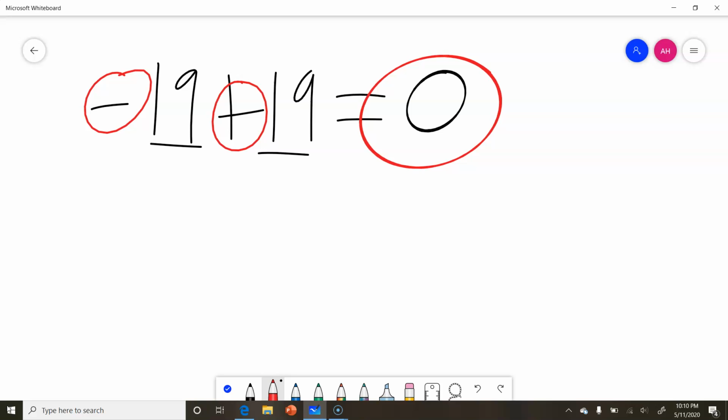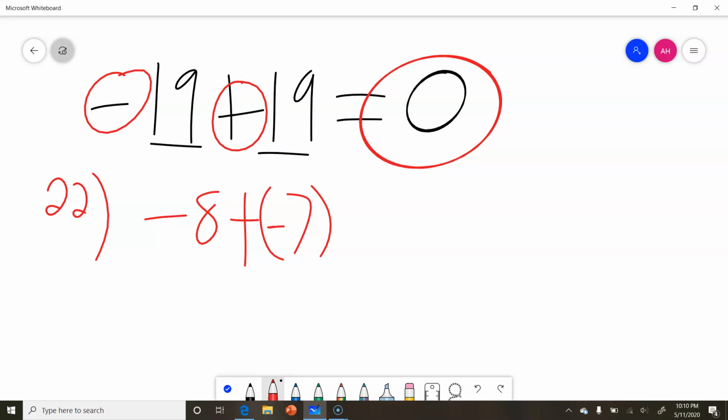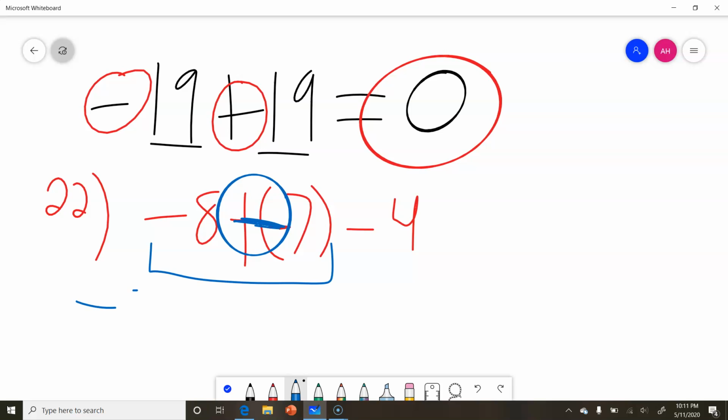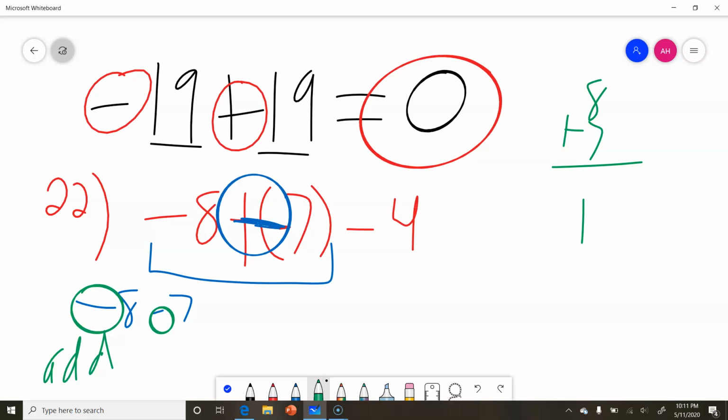Then, this is our last one here, 22. Negative 8 plus, sorry, plus a minus 7. Big difference. Plus a minus 7 minus 4. Remember what I said, when you have a plus or minus, that becomes one big minus. And so now we're just looking at negative 8 minus 7. What do we do? The same sign, we always add. So we get 8 plus 7, which is 15. What sign do they both have? They both have a negative, so it is a negative 15.